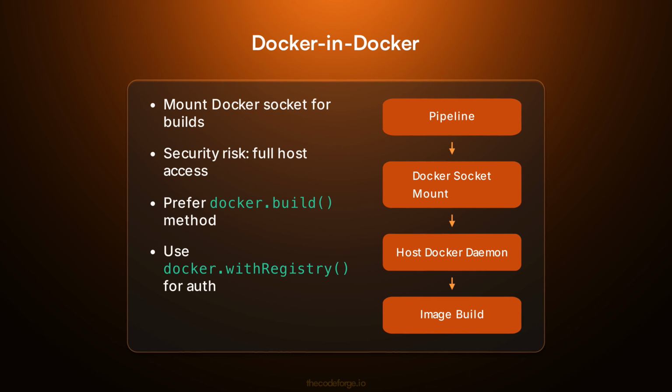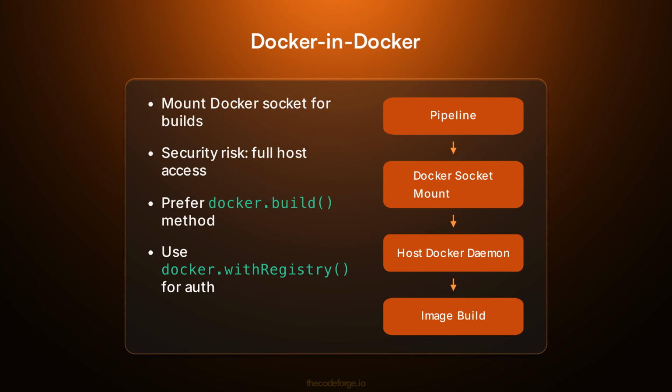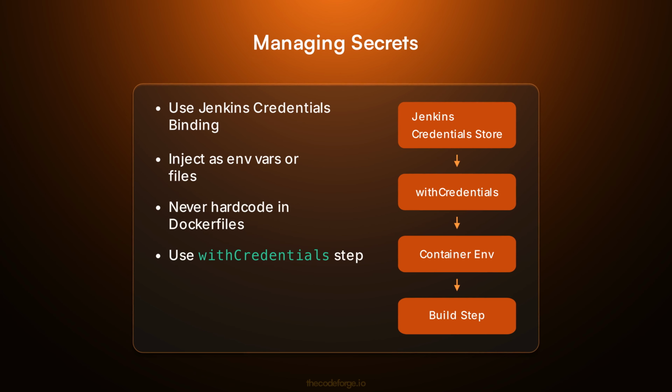To build Docker images inside a pipeline, you typically mount the host's Docker socket. However, this is a security risk. Prefer using docker.build, which handles the build without needing the socket, and use docker.withRegistry for secure registry authentication. Secrets management is critical.